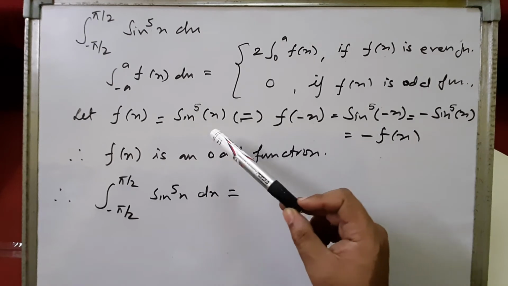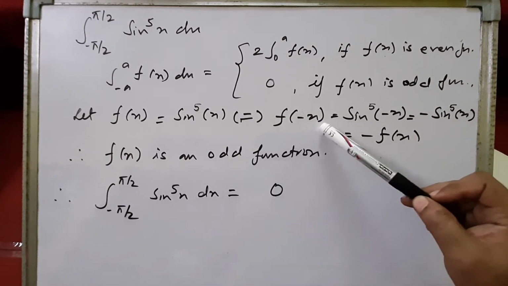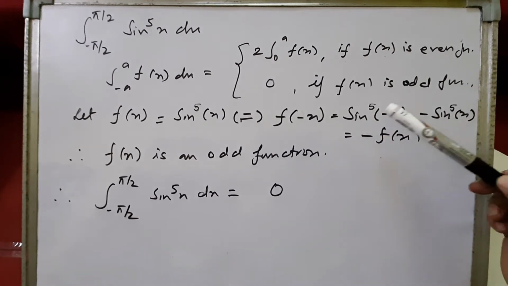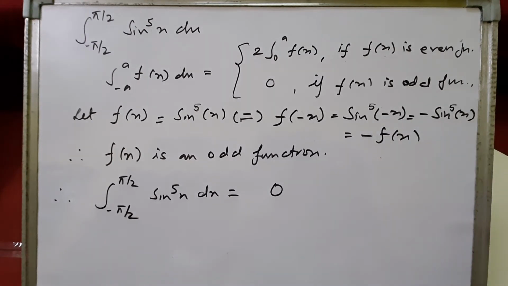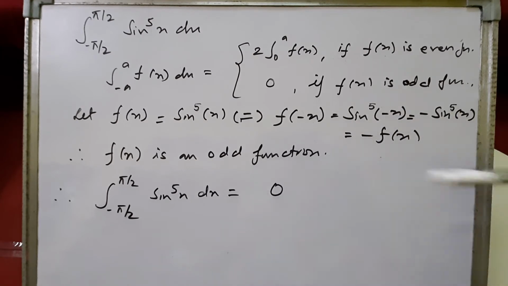So we have assumed that f x equals sine to the power 5 x. Then f of minus x will be sine to the power 5 of minus x. Sine of minus theta is minus sine theta, and minus to the power 5 will become minus. So it will be minus sine to the power 5 x. That sine to the power 5 x is f x, so it will be minus f x. So when f of minus x equals minus f x, f x is an odd function. Therefore directly the value will become 0. Alright, please note down.